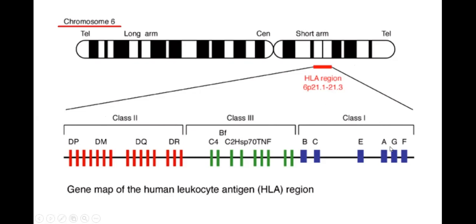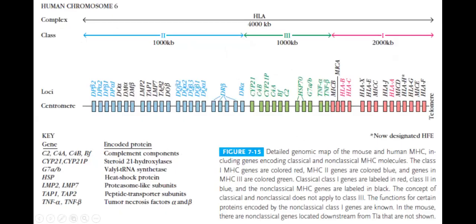And class 1 again, not only A, B, C, they will have a little bit broader genes called E, G, F. And class 2, DP, DQ, DR we spoke about, but there are some other families called DM that will also exist. They are located in different portions of the chromosome. This is nothing but the genetic map of the human leukocyte antigen region.